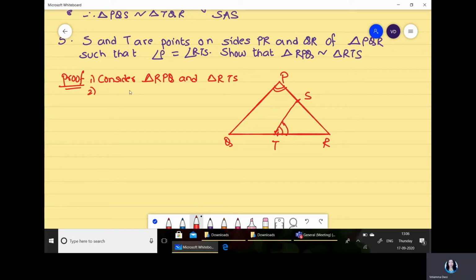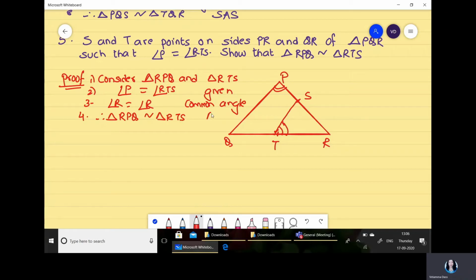In this triangle, angle P is equal to angle RTS. This is given. Also, it is clearly given that angle R is common in both cases. That is the common angle, they are equal. So angle R and angle R are equal, common. Then we can say therefore triangle RPQ is similar to triangle RTS by the AA test of similarity. They are equal, so we have proved it very easily. The only thing is the diagram part. So we have proved that angle R is common, and angle P and angle T are equal. Therefore the two triangles are similar by AA.